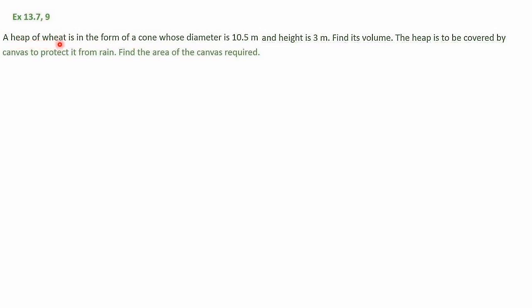A heap of wheat is in the form of a cone whose diameter is 10.5 meter, meaning the base circular portion diameter is 10.5 meter and height is 3 meter. So simply a conical shape is given, 10.5 meter diameter, height 3 meter. Find its volume. We know the formula for finding the volume, so by using the formula, find the volume. The heap is to be covered, meaning the conical shape so formed is to be covered by canvas, by any plastic sheet, to protect it from rain. Find the area of the canvas required.